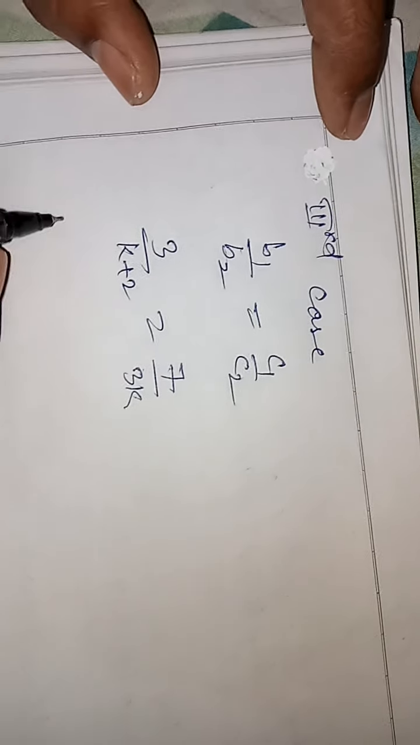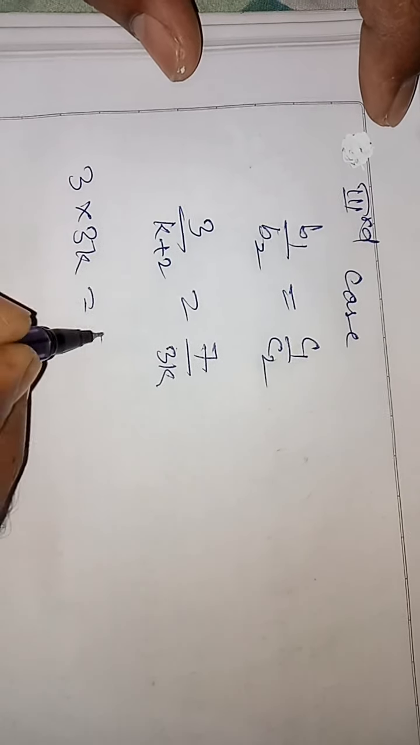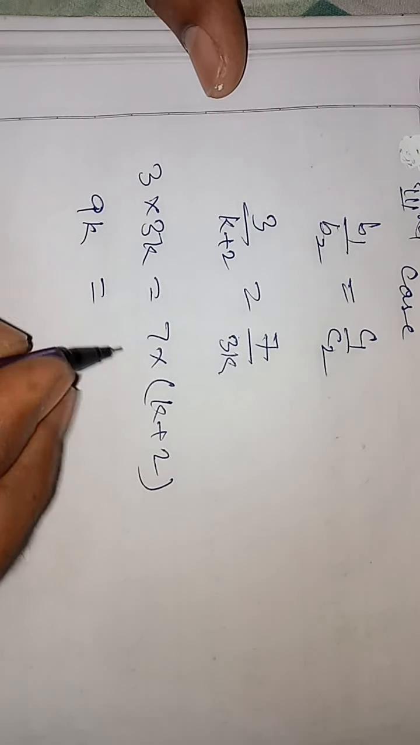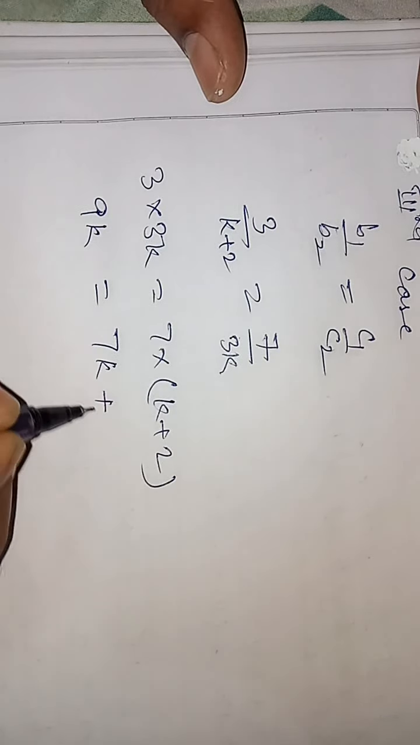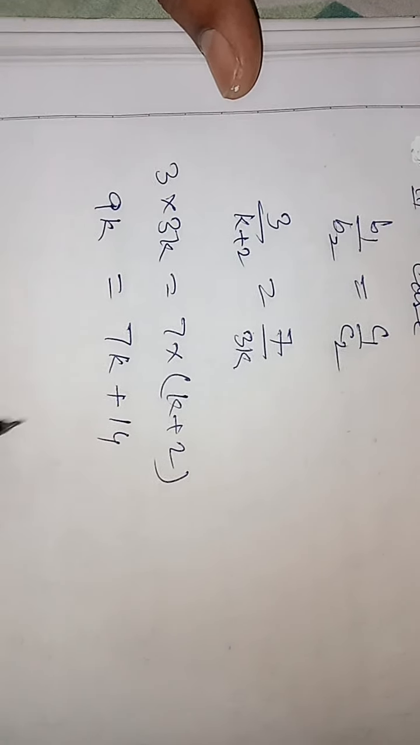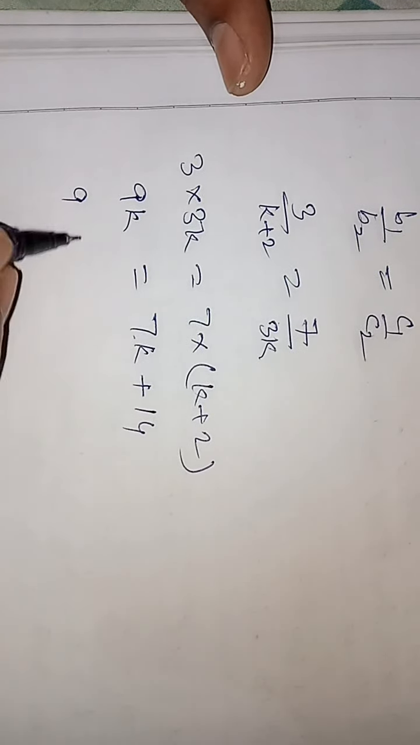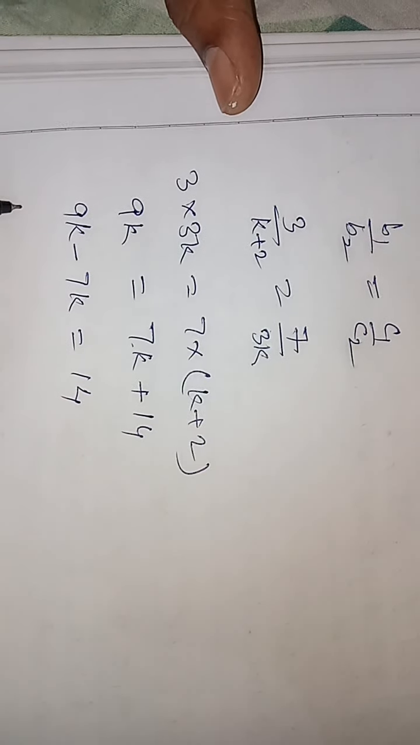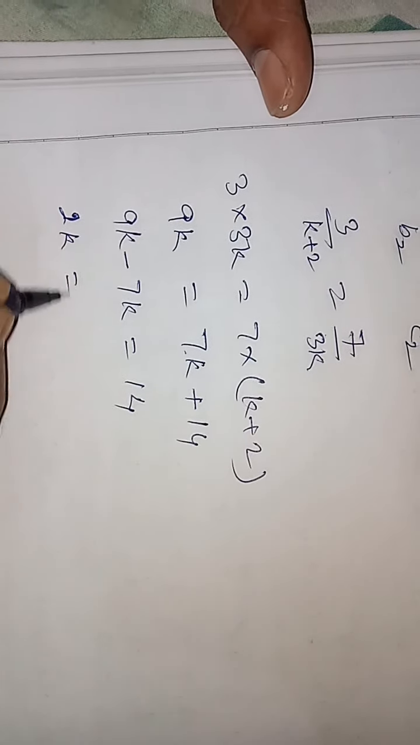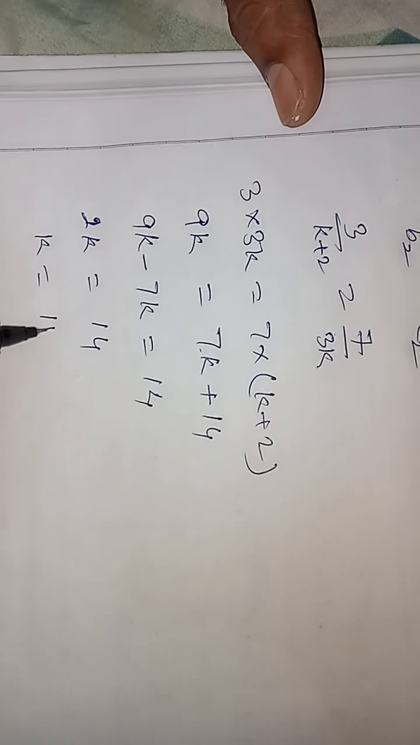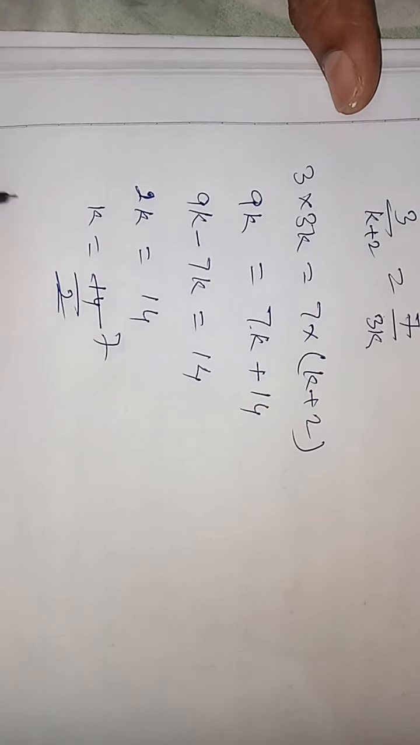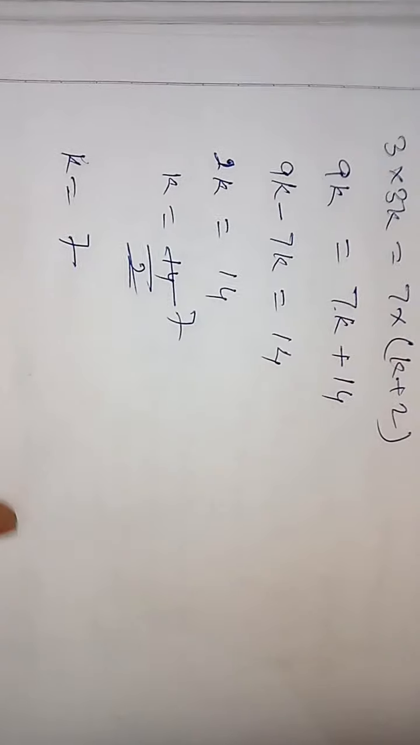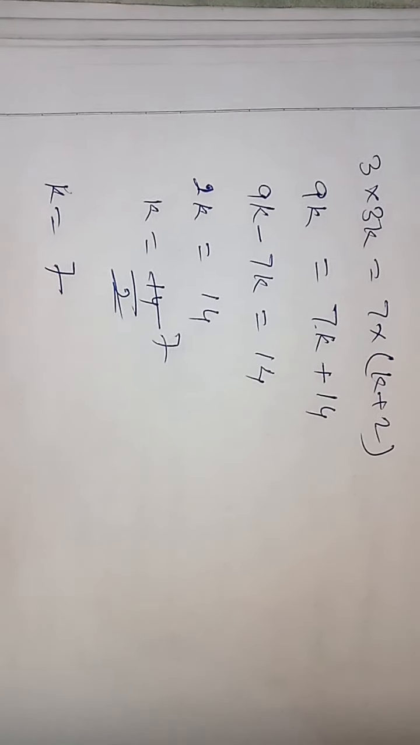By using cross multiplication method, 3 into 3k is equal to 7 into k plus 2. 3 3s are 9k is equal to 7k plus 14. Transposing 7k to LHS, 9k minus 7k is equal to 14. So 2k is equal to 14. k equal to 14 upon 2, 7. k is equal to 7. All three answers are same. That's why the value of k will be 7.